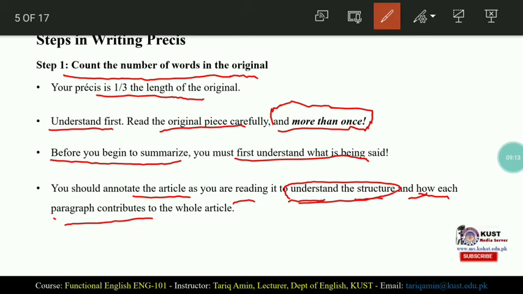We had discussed in the previous classes that each sentence contributes to the development of a single point, and all the sentences contribute to the central idea of a paragraph, and all paragraphs contribute to the development of a single theme, the single point of the whole essay. So each paragraph adds to the development of a single point. You should try to understand how each paragraph contributes to the whole article.